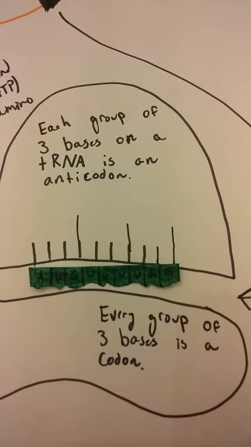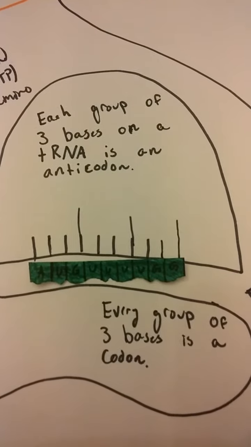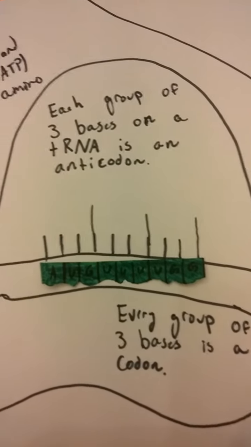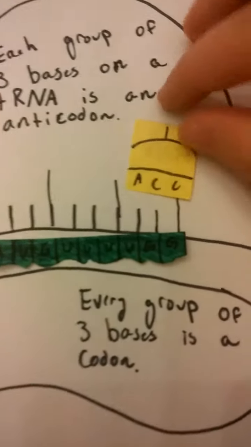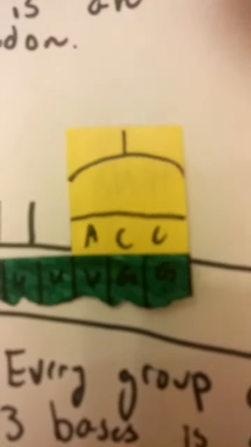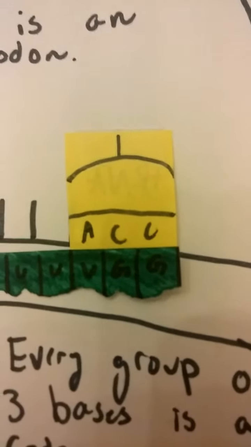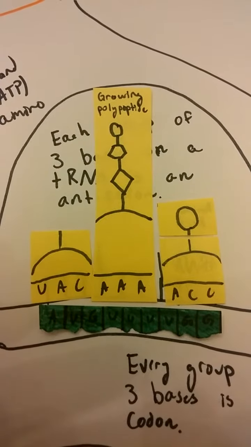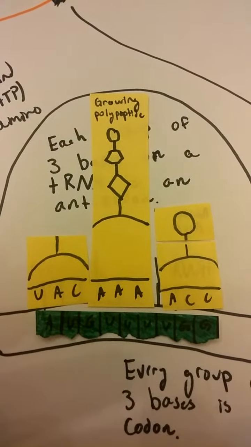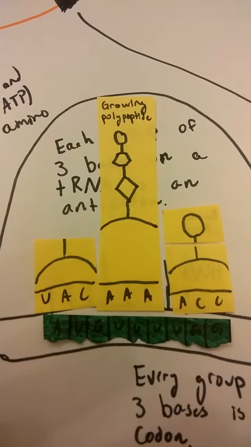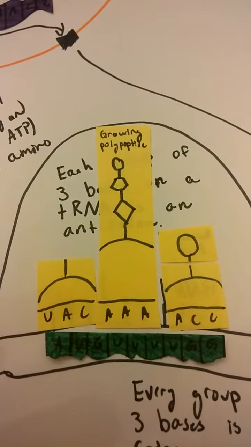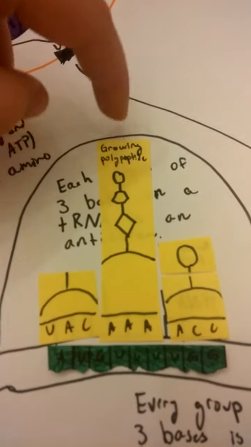On an mRNA strand, every group of 3 bases is a codon, and on a tRNA, every group of 3 bases is an anticodon. As you can see, the conjugate pairs of nucleotides match up. As you can see, the A site holds the next tRNA, carrying the correct amino acid to be bonded to the growing polypeptide chain.